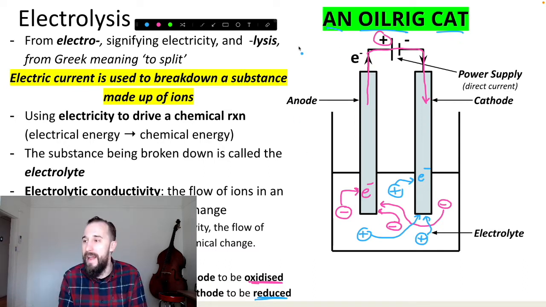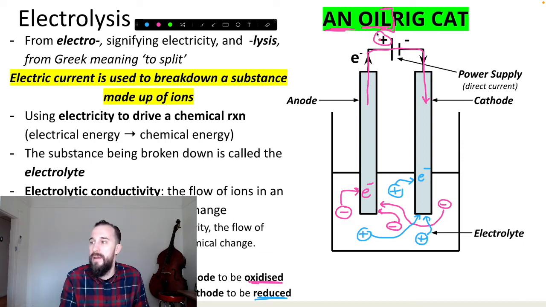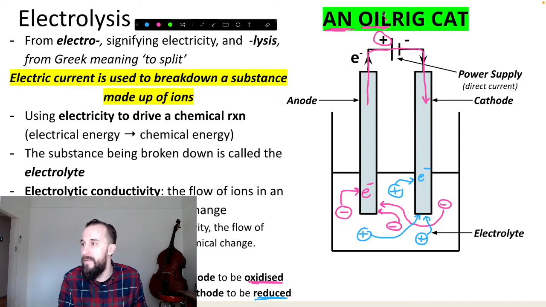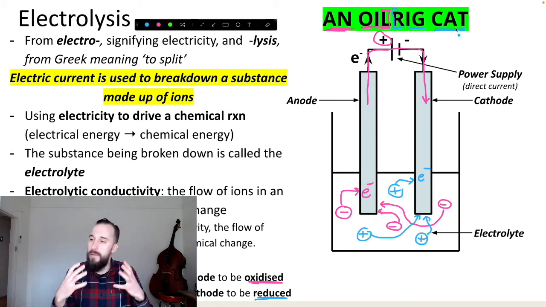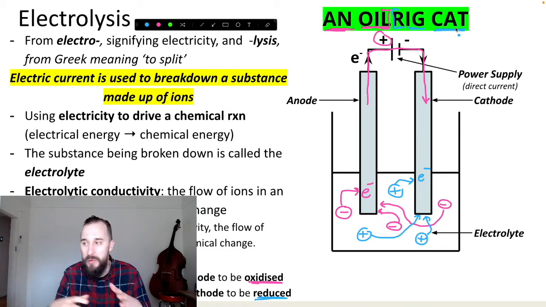You have an anode. At the anode, oxidation occurs, where oxidation is the loss of electrons. Conversely, you have the other half of it, where you have a cathode. At the cathode, we have reduction occurring, which is the gain of electrons. The anode, oxidation is loss, reduction is gain, occurs at the cathode. It can all be summarized as an oil rig cat.